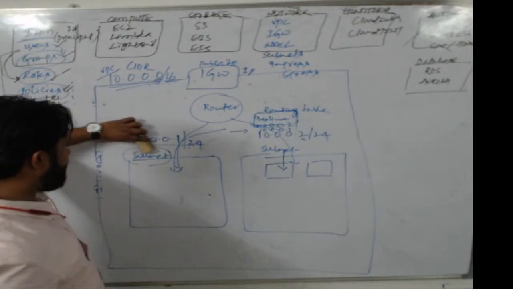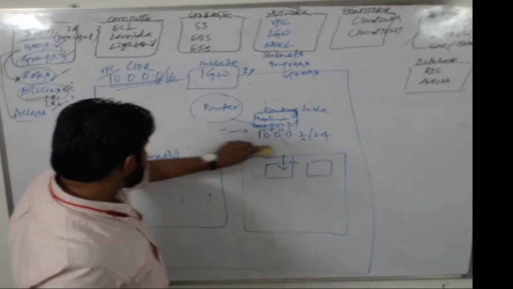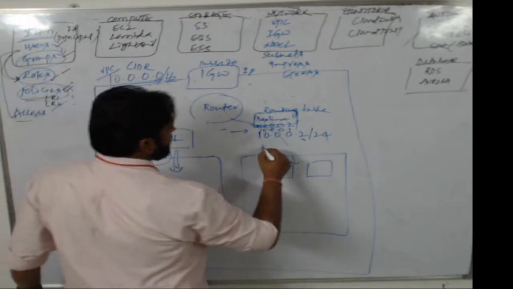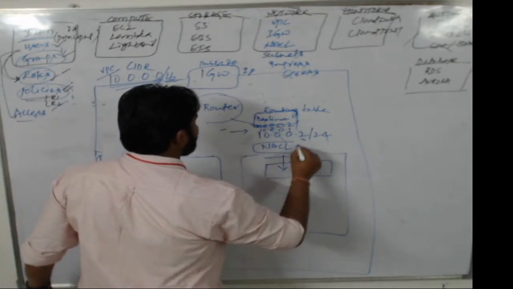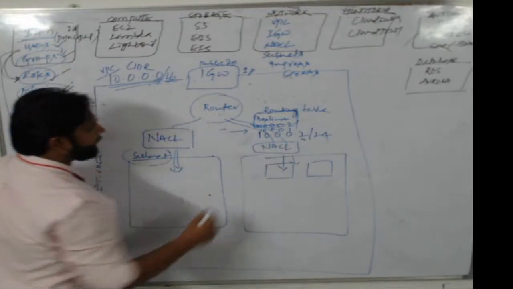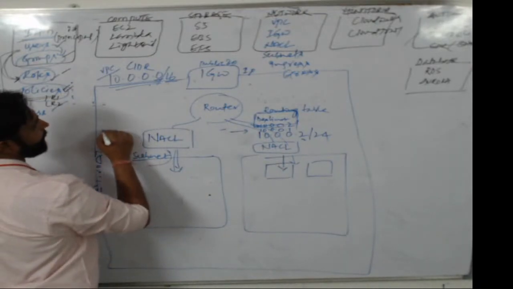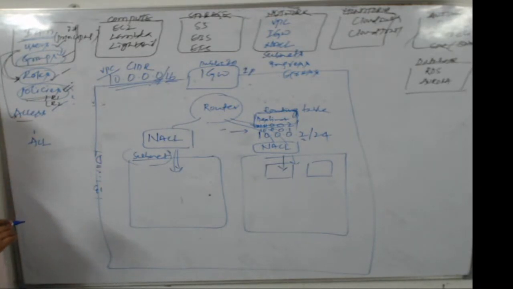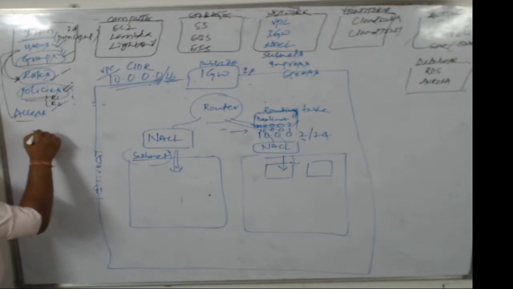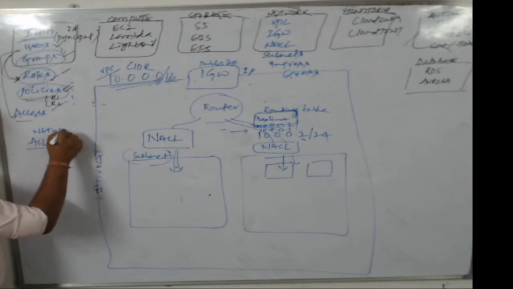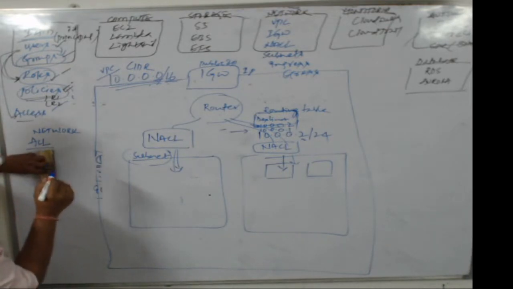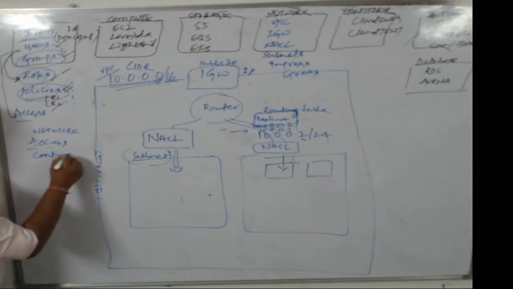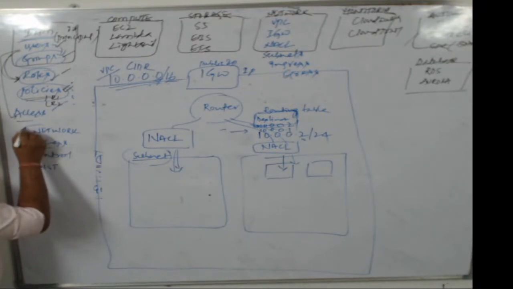After the routing table, you have a NACL. So you have a NACL here and a NACL here. Every subnet is protected by a NACL. It's called NACL, Network Access Control List. ACL is a popular one. It's part of Unix access control list. This is for network specifically. So network access control list. It's called NACL.